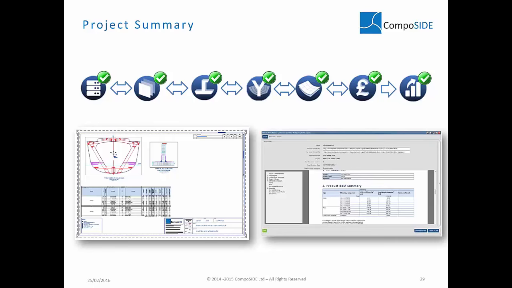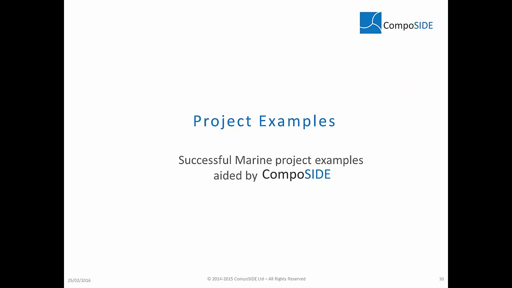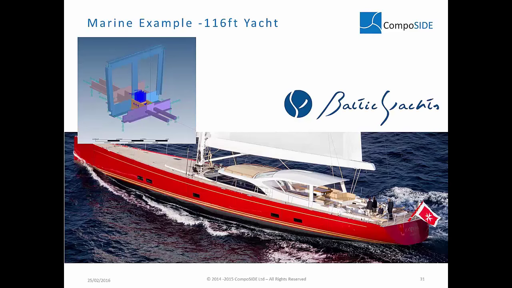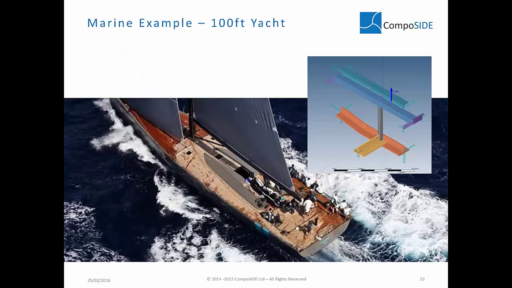Okay. So it's all good saying that, but where has it been used? So here are some project examples where we have successful marine projects where we have used CompoSIDE. So this is a 116-foot yacht. This is where we analysed the mast structure and keel structure with beams in FE space. So this was the example that we had earlier. We have a 100-foot yacht, another example where we used beams for our main sheet bulkhead. This was really quite a useful tool to do this in. Didn't take a lot of time, just a few optimization loops. And you can see that it took 8 seconds for each loop of the optimization and calculation.